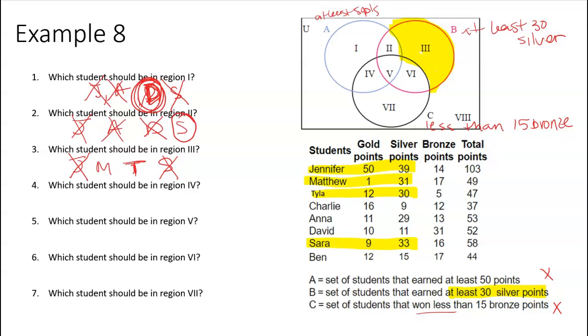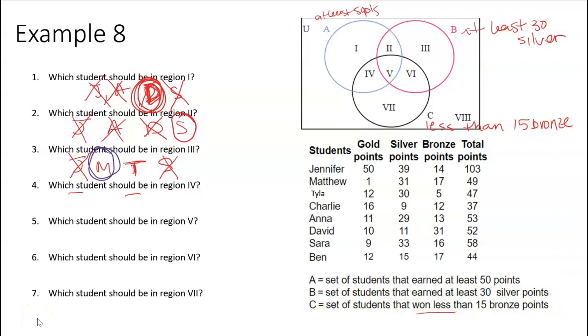We need someone who did not win less than 15. So let's extend these a little bit more. Someone who did not win. So we're looking at Matthew and Tyla. Who won more than 15 bronze? Matthew. So that means it's Matthew.